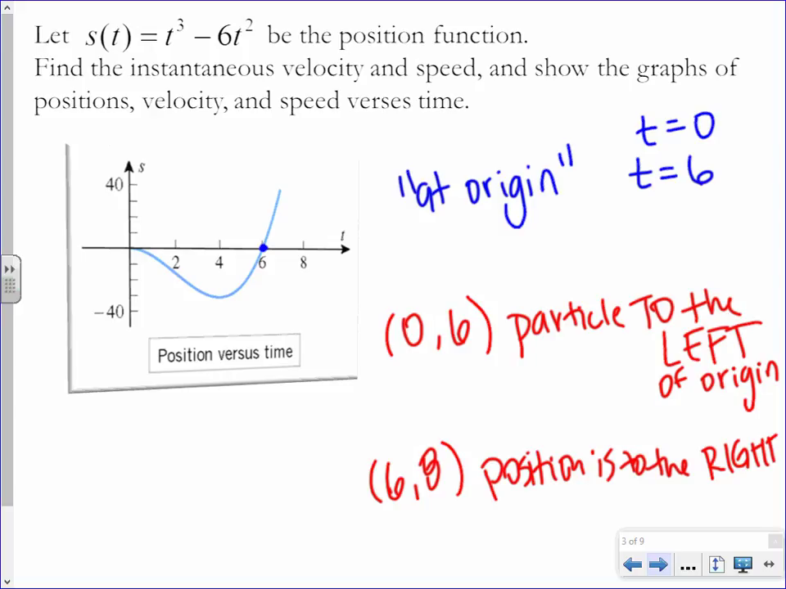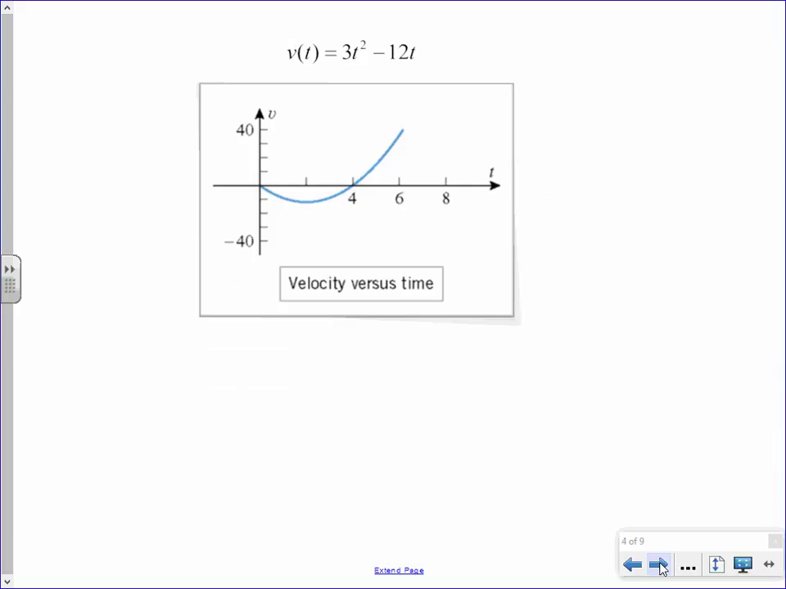Logan, what would our velocity equation be? We take the derivative, so it would be 3t squared minus 12t. Do you agree with that? Is the derivative 3t squared minus 12t? Okay. 3t squared minus 12t, that is our velocity.